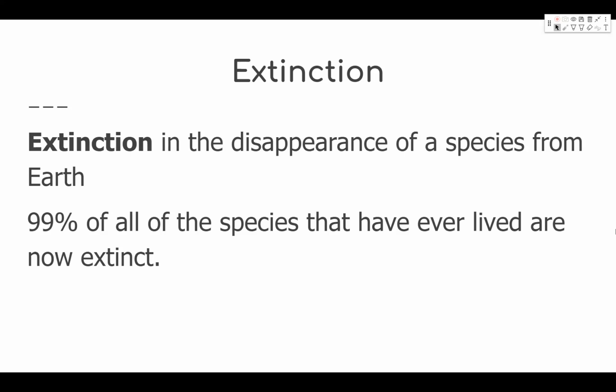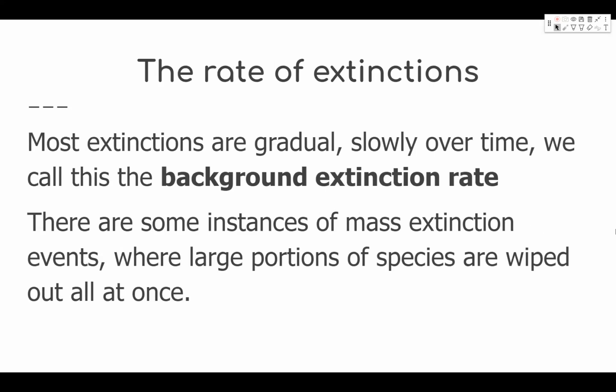So, extinction is when we lose species for good. This is the last slide. Most extinctions are gradual. Slowly over time, a species becomes less fit and less fit and smaller and smaller until they die off. This is called the background extinction rate, the amount of species that would naturally just go extinct because of evolution.